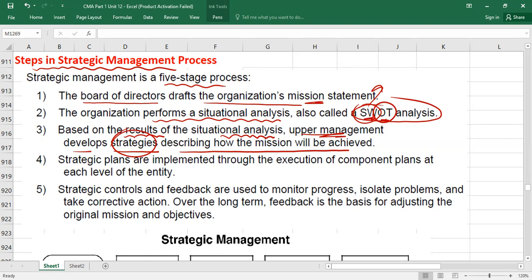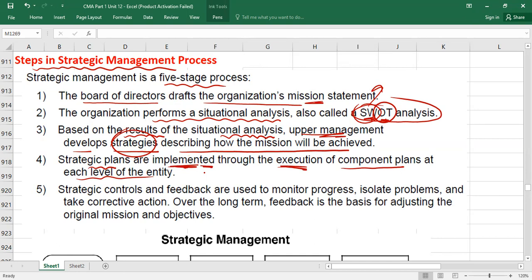Once plans are ready, then strategic plans are implemented. Obviously, you will get admission in CMA, you will start studying and you will follow your plan, right or wrong? So strategic plans are implemented through the execution of the component plans at each level of the entity. Because I'm giving you an example at your personal level, obviously you will then implement whatever plan you have developed for your CMA qualification.